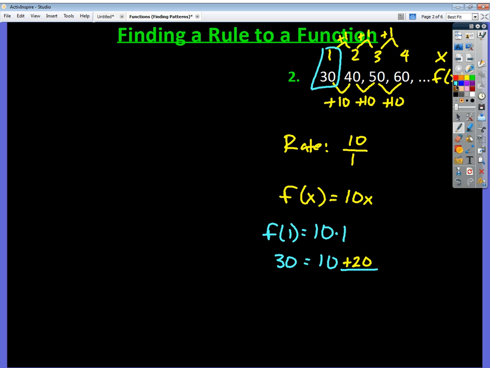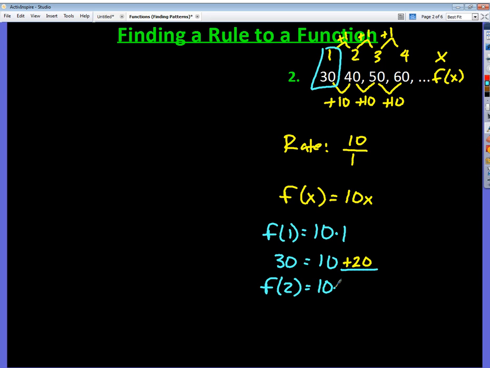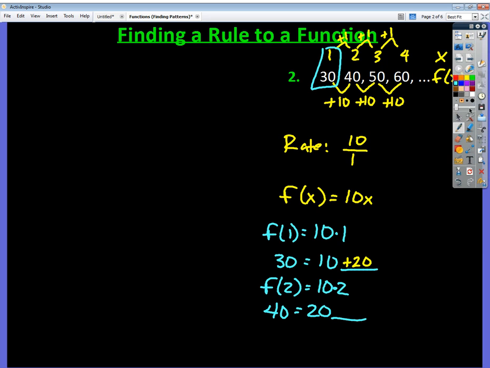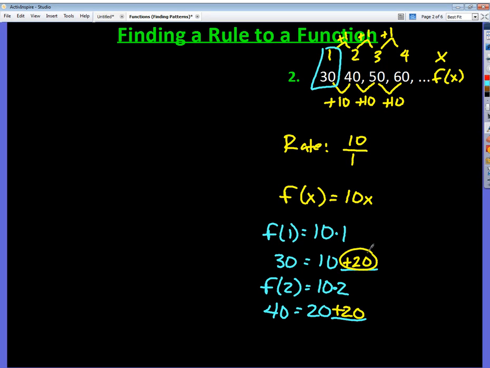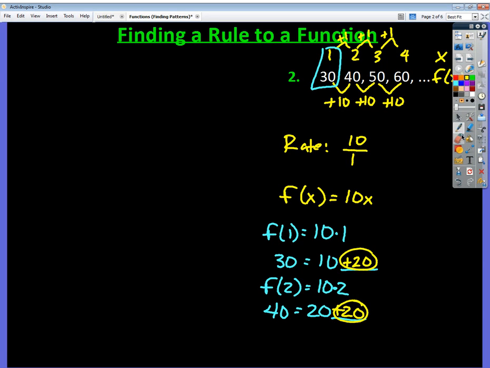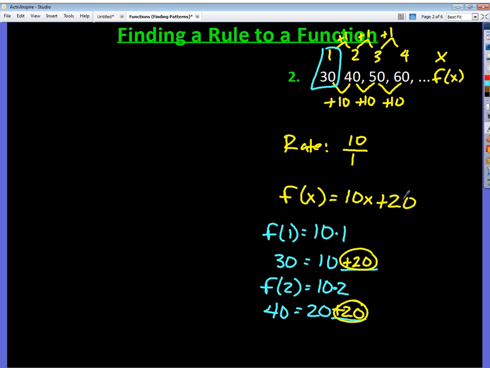I go again to test again. The function at 2 would be 10 times my input value there for x. I'm going to substitute in a 2. And we know from here our function at 2 was 40. That's equal to 20. But 40 does not equal 20, so my question is, how do we get to that 40? Well, again, adding another 20. I see something constant. I see something consistent. Therefore, I think the function of x is 10x plus 20, and now I'm going to check it one more time.